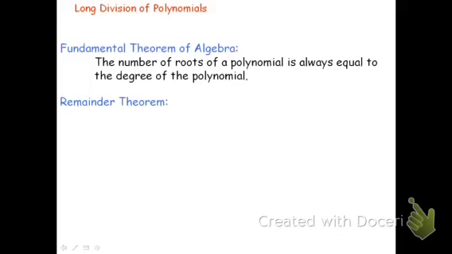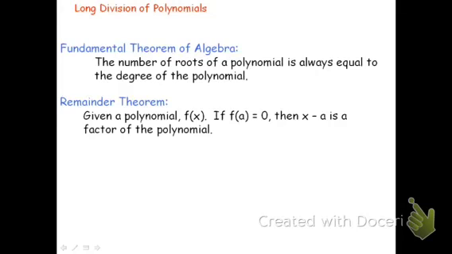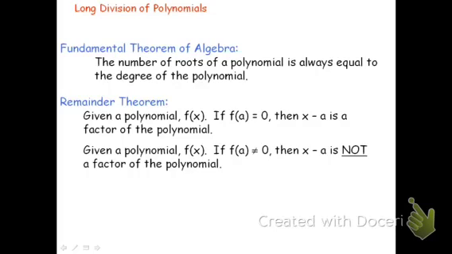We also need to review the remainder theorem. The remainder theorem says, given any polynomial f of x, if f of a equals 0 when you substitute, then x minus a has to be a factor of the polynomial. Conversely, if f of a does not equal 0 when you substitute, then x minus a cannot be a factor.